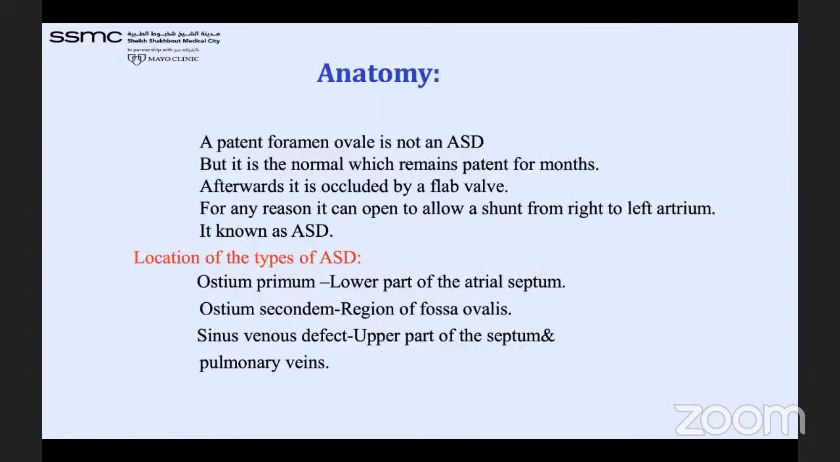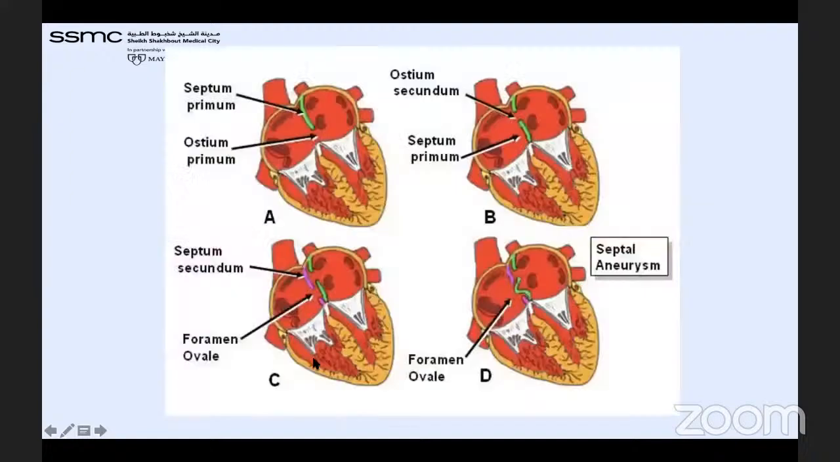Now, if you ask about the anatomy, you have heard the term patent foramen ovale. Patent foramen ovale is not an ASD. Okay, it is a normal remnant which remains patent for months, and afterward it is covered with the flap valve, as I wrote here. If for any reason it opens to allow the shunt from right to left atrium, or it is persistent, then it is called ASD. So the patent foramen ovale is normal at birth, and it is not considered an ASD. Again, the location types we already know, we just show you in the diagram.